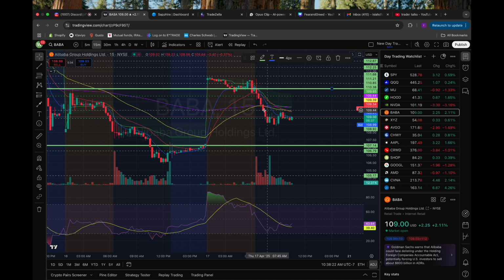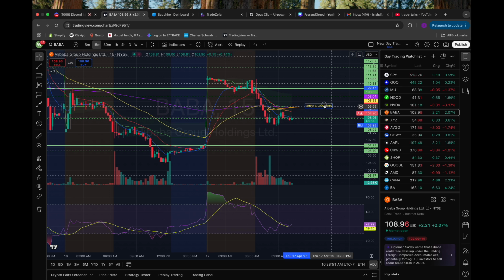So what did I do? I entered in my put right here at the top of the candle. All right. So I entered in my put right here. Okay. So that was my entry. Now, I got 6 contracts. They were pretty cheap. So it was a good risk to reward here as well. All right. So I got 6 contracts right here.